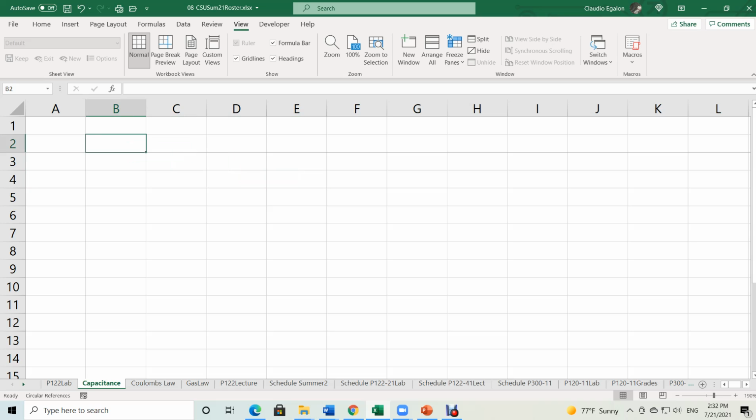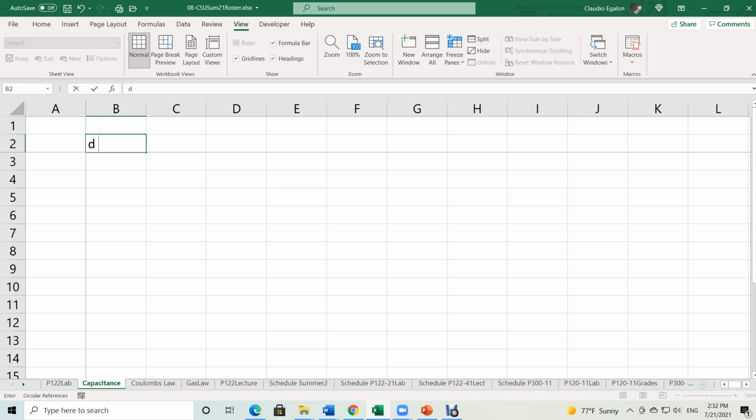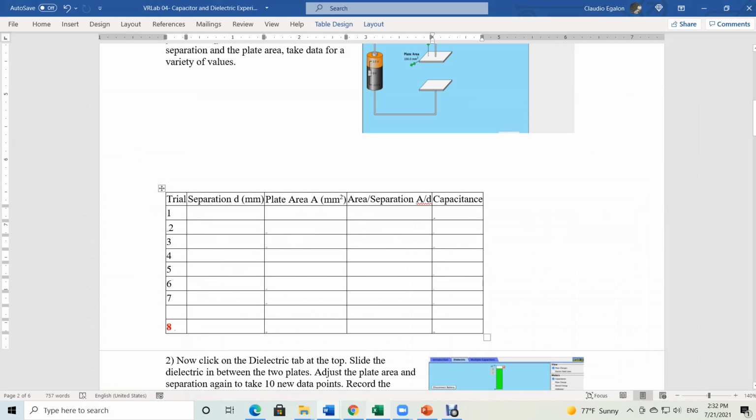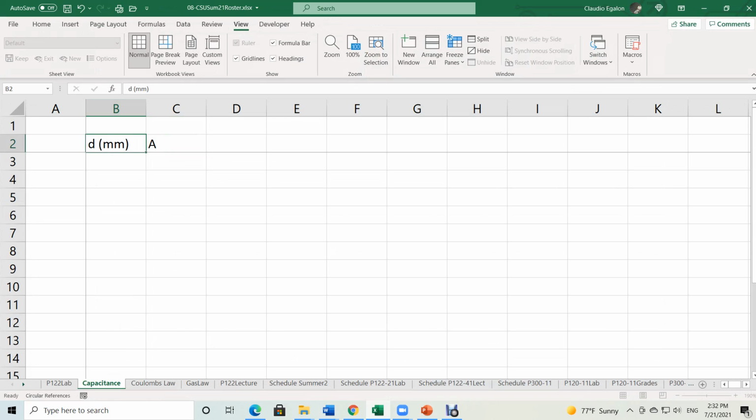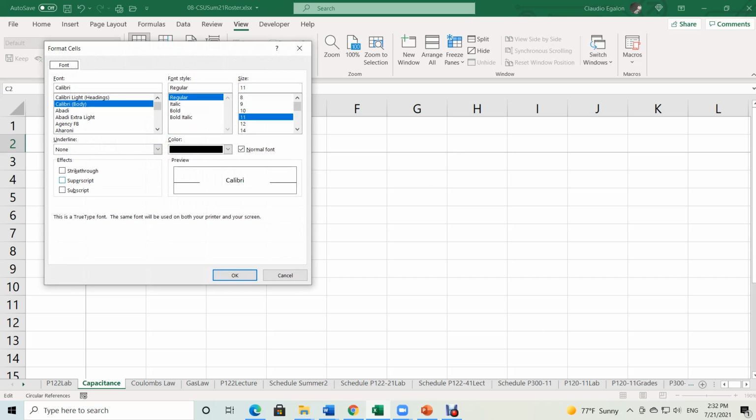separation D. Okay, D. What's the unit that he's using? In millimeters. Ready? Area. What's the unit that he's using? Millimeter square. Oh, by the way, don't put in millimeters. Let's put in meters instead. We convert that from millimeters to meters, okay? The area should be in meters square. Let's use all the SI, the real SI units, the important SI units. There's a reason for that.